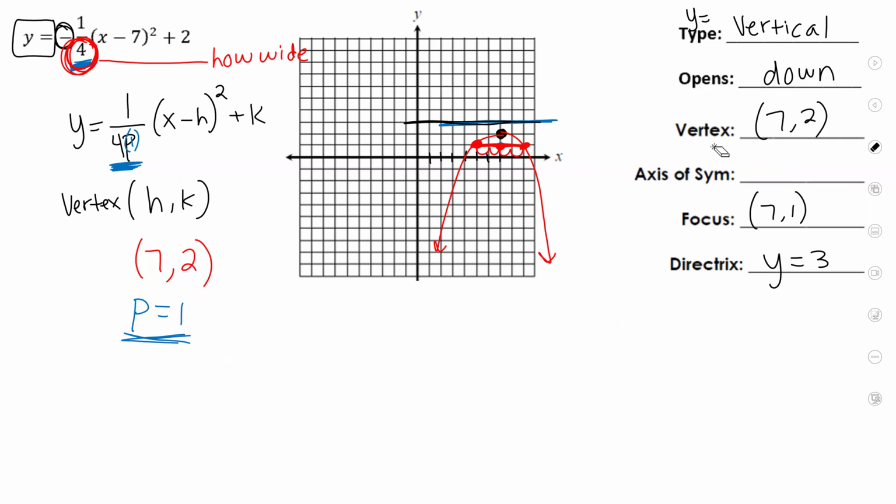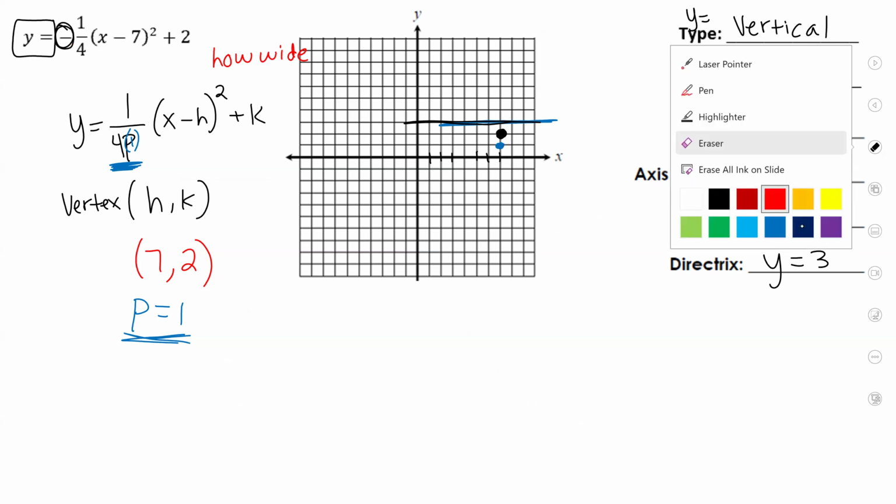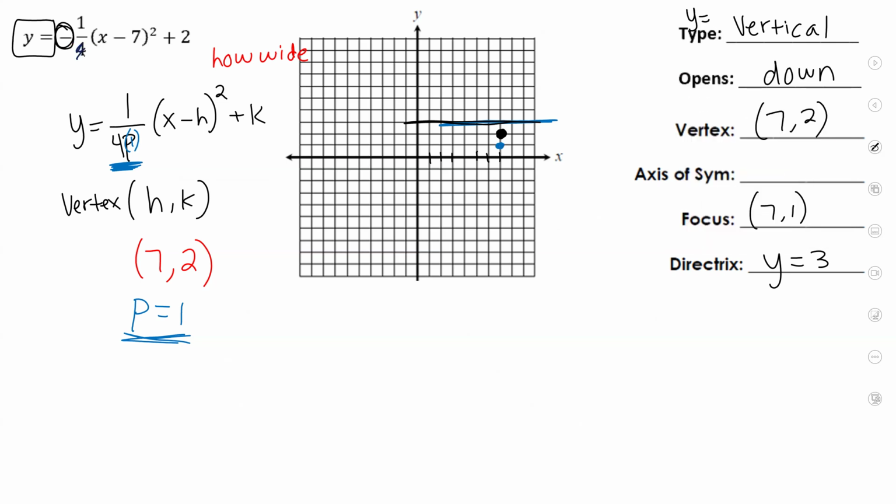Just as an example, let's pretend that this was a 12. That means I'm going to go out 6: 1, 2, 3, 4, 5, 6 right here, and 1, 2, 3, 4, 5, 6 about right here. And that's how far out your graph would go, because the distance that goes through the focus has to be 12 across. It matches right here. So that's how you know how wide to graph this.